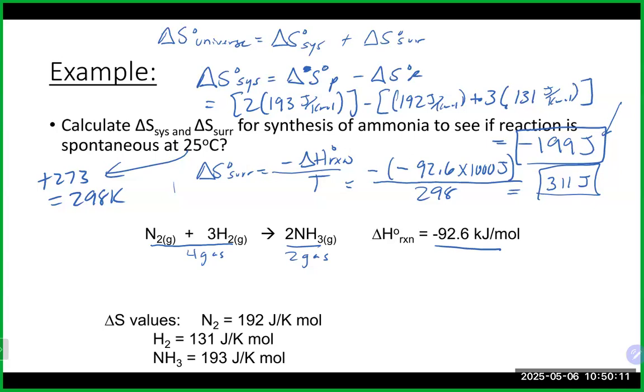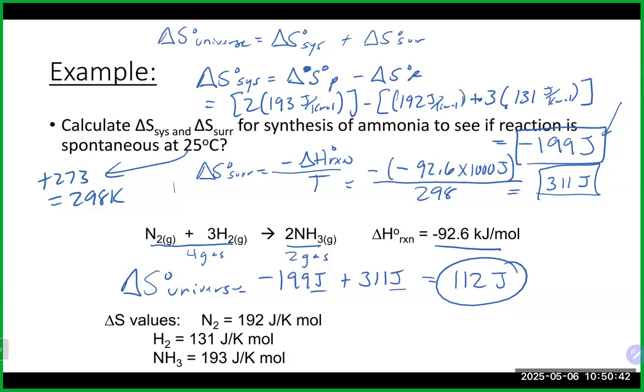Lastly, to calculate our delta S of our universe, we just need to add them together in this case. So we got negative 199 plus 311. And again, this is the reason I got everybody into the same units. You do not want to be adding kilojoules and joules together at this point, which is a very common error people make. Negative 199 plus 311 is going to give us 112 joules.